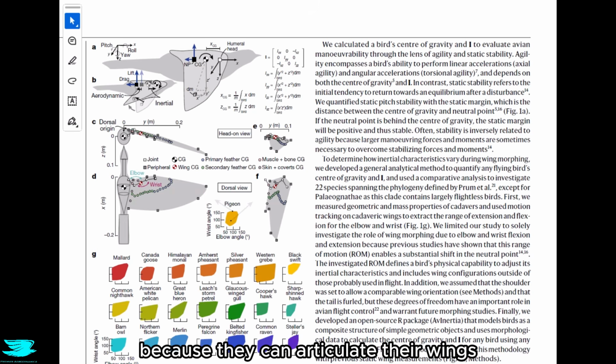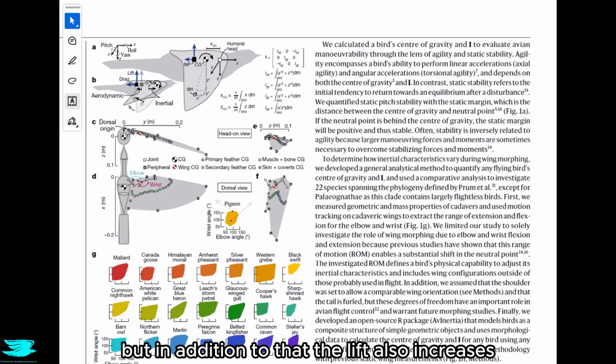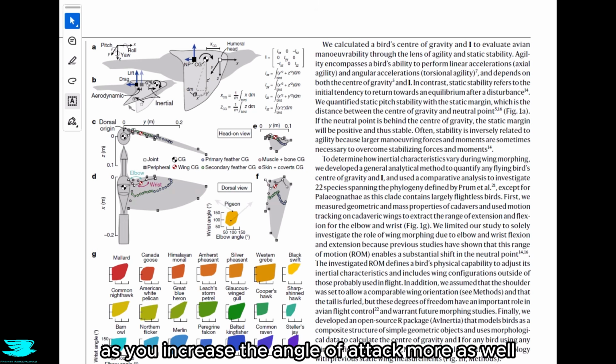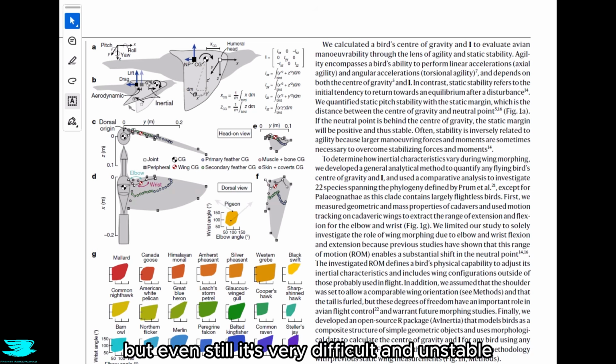Now, birds don't necessarily have this exact problem because they can articulate their wings and they also flap. So there's a little bit of a different way of producing lift going on here, but still the same general idea applies. The reason why having the neutral point ahead of the CG is bad is because if you have that, as lift is produced, the bird rotates upwards more, and you get pushed closer to the stall angle of attack. But in addition to that, the lift also increases as you increase the angle of attack more as well. So as you tilt it up even more, this vicious cycle just continues. And the bird wants to eventually rotate up so much that it will stall and fall out of the sky unless it recovers in time, but even still, it's very difficult and unstable.